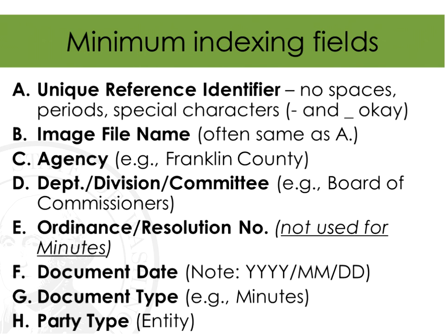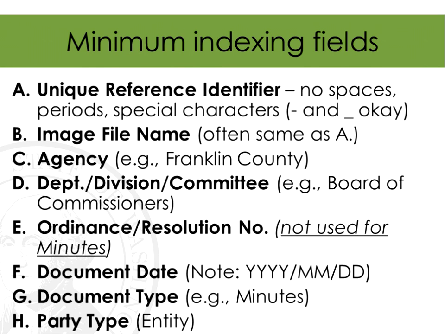C, agency, is one of those fields that's going to be the same throughout a record series that you're transferring. So it will say agency, for example, Franklin County, or City of Cheney, or Grant County Public Utility District. And then similarly with D, that lists department, division, or committee, you list what is the body from that agency that has created these records. For example, for the PUD, it might be the Board of Commissioners. For City of Cheney, it would be City Council, say. For some other agency, it might be a planning commission.